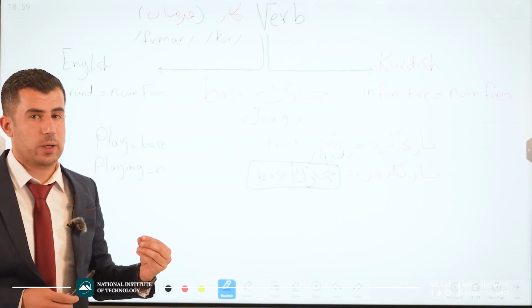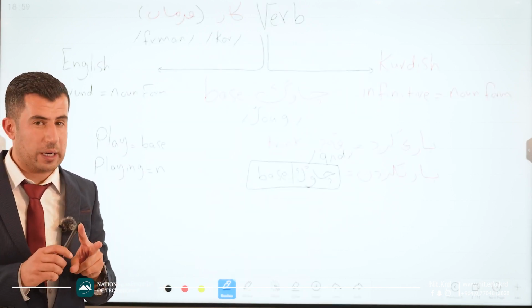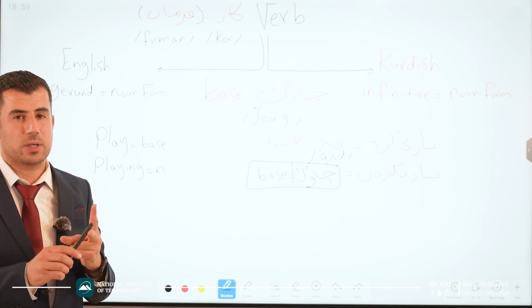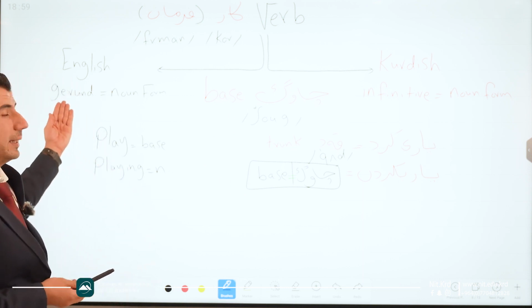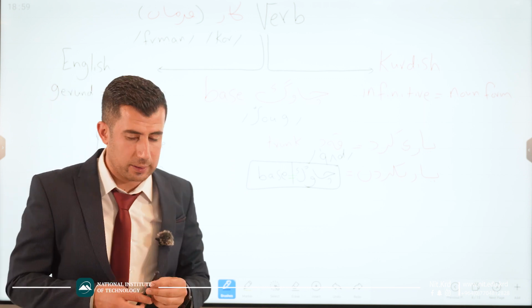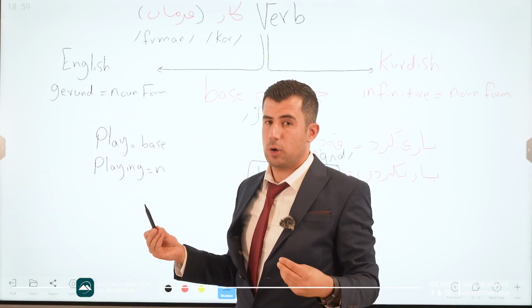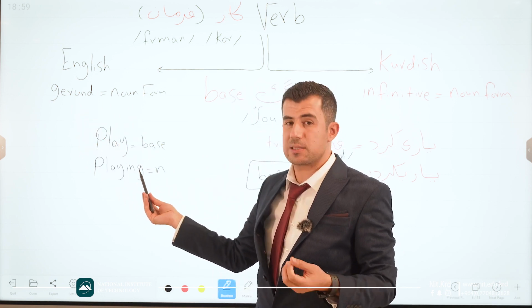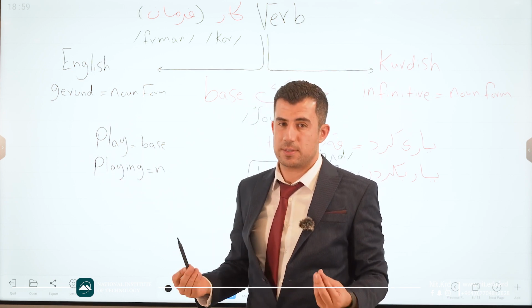In English language, we have two main styles of verb. The first one is gerund. The second one is infinitive. Infinitive means when we use to plus the base of the verb. Gerund is the noun form of the verb. When we use gerund, like this, playing is the noun form. And when we say play, it is the base form.